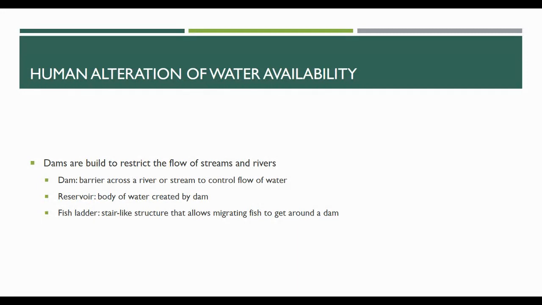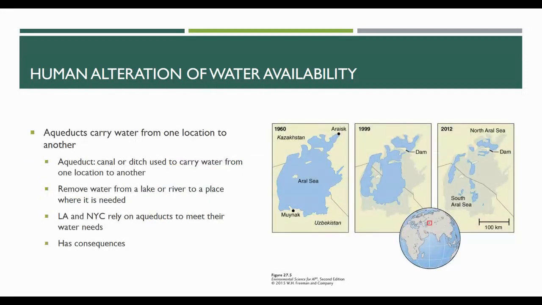We've already talked some about this when we did our energy unit, so I'm going to leave this kind of brief. But one thing that is a problem with dams is that it restricts where fish can go. And so we have included fish ladders, which are stair-like structures that allow migrating fish to get around a dam. Because they do still need to be able to migrate, or that's going to be a problem for that fish, and also probably eventually for humans as well.